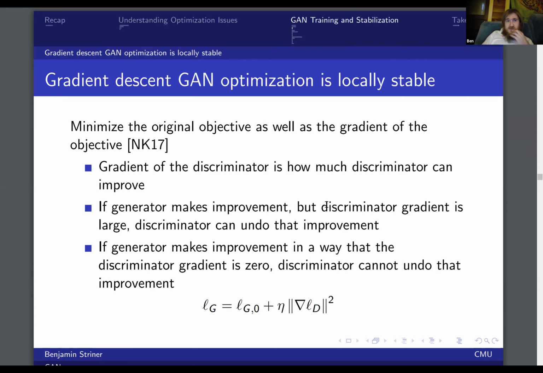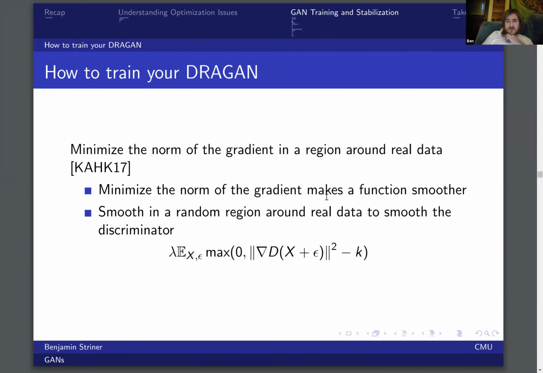Another similar idea, how to train your dragon. This is actually a CMU paper. It's minimizing the norm of the gradient. Similar idea, slightly different smoothing and how it does the smoothing.